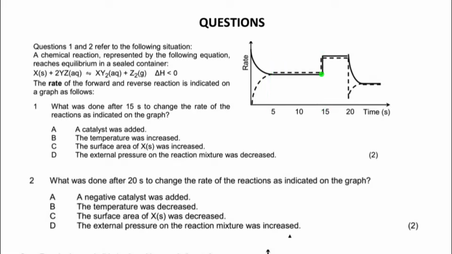But if you're looking there, both the rate of reverse and forward are equivalent, and they're increasing at the same amount, not at the same time. They increase at the same amount there, and then it reaches equilibrium there. So when both are increasing at the same amount like that, we should know it's the what? It's the catalyst that was added there. Now it says what was done at 15 seconds to change the rate of reaction as indicated on the graph. So the catalyst was added there.